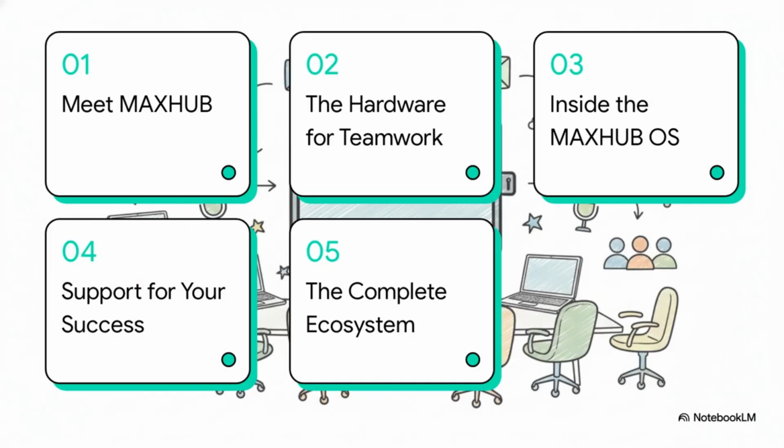All right, so here's our game plan. First, we'll get to know the company. Then we'll check out the physical hardware that makes all this teamwork happen. After that, we'll dive into the MAXHUB OS, the software that's the brains of the operation. We'll also touch on their support system, and finally, see how it all clicks together to form one complete ecosystem.